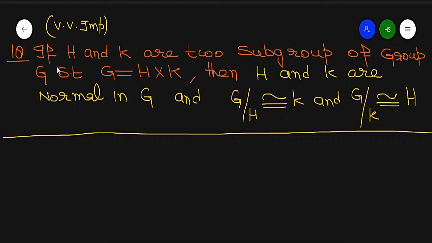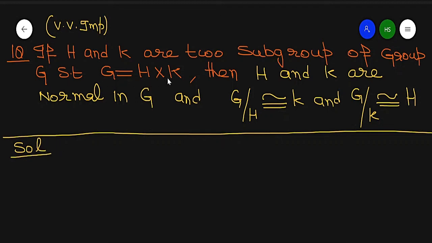So the statement is, if H and K are two subgroups of a group G such that G is equal to H cross K, then H and K are normal in G, number one, and G by H is isomorphic to K, and G by K is isomorphic to H. So that is my question. This is a very important result.